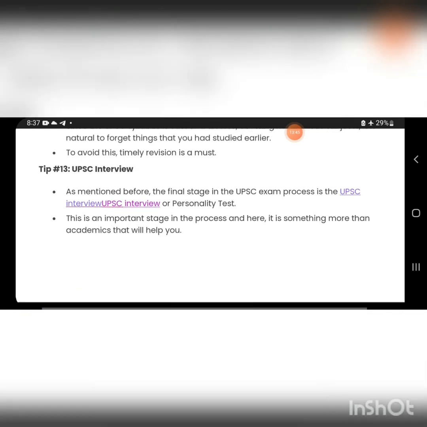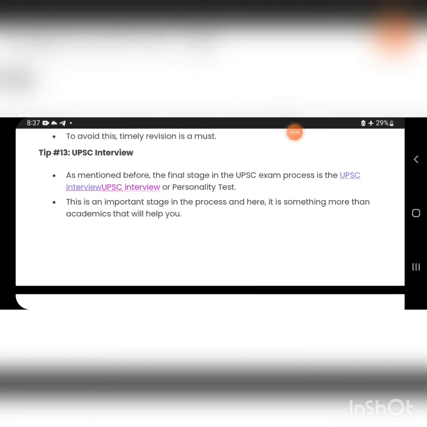Point number 13 is the UPSC interview. As mentioned before, the final stage in the UPSC exam process is the UPSC interview, or personality test. This is an important stage in the process, and here it is something more than academics that will help you. That is why it is known as a personality test. Here they are not going to check your knowledge and ability, but they are going to check your personality, how you are going to deal with the situation.